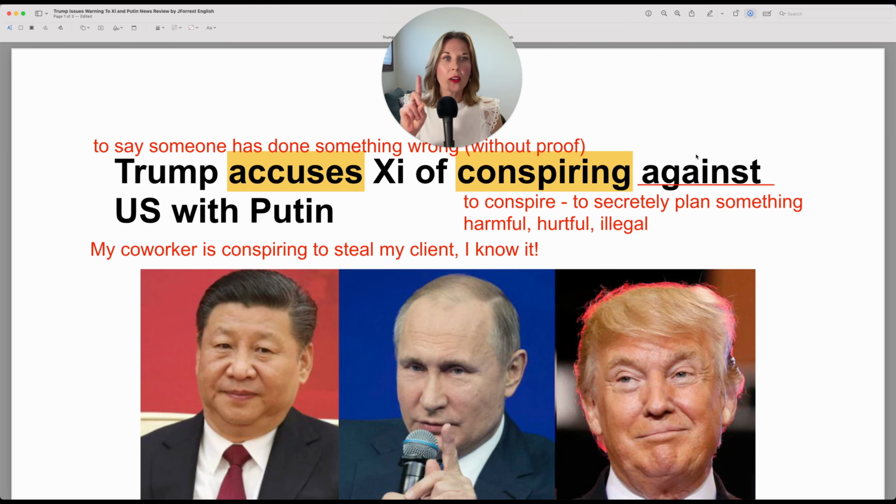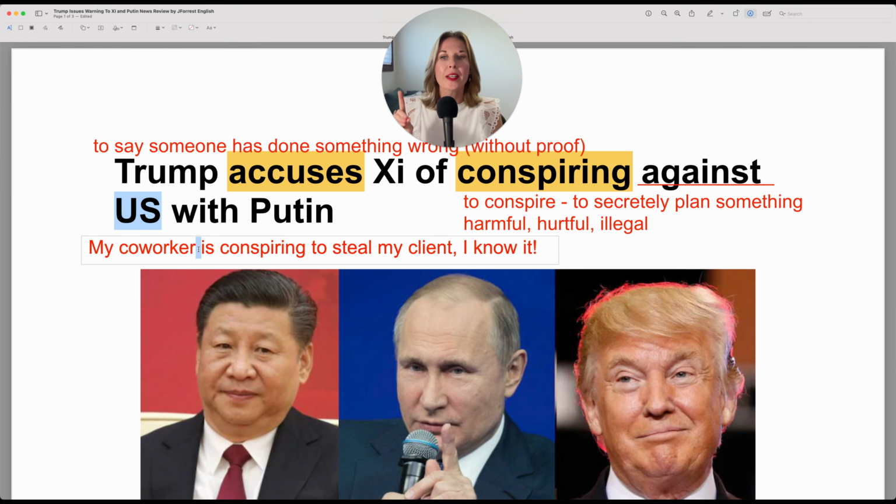Now, you can conspire against someone or something like a country or organization. You can also use the infinitive verb after conspire. For example, my coworker is conspiring in the present continuous because my coworker is doing this now, is conspiring to steal my client. And then you might add on, I know it, I'm sure of it. Maybe you say this to a friend or another coworker. So your coworker has this secret plan to steal your client. So you have this valuable client and they take it away from you, and that client becomes their client.